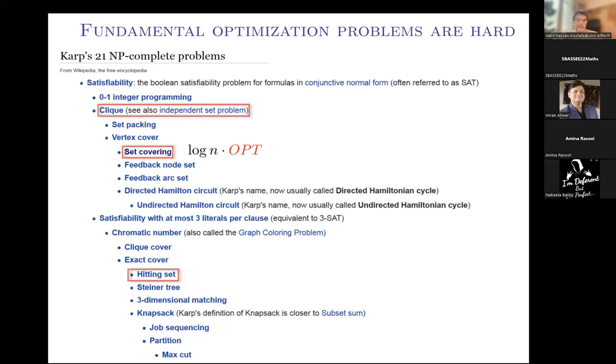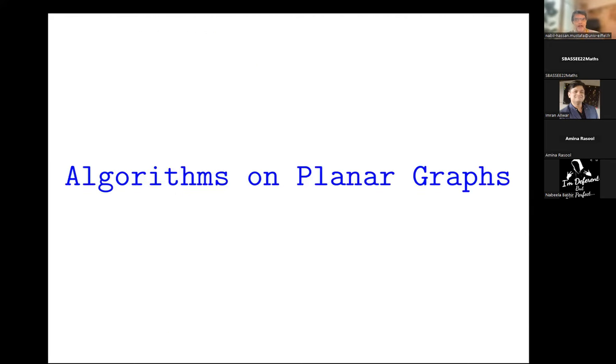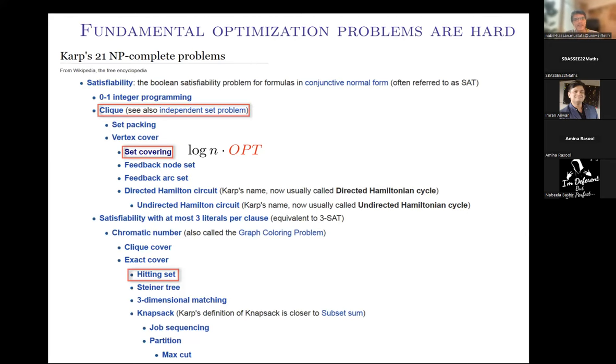And it's pretty amazing that people have been able to show that in polynomial time, in fact, if you want to approximate even the question, there's very little hope. Unless, you know, P is equal to NP and those kind of things. All right. So for general graphs, these questions are hard.